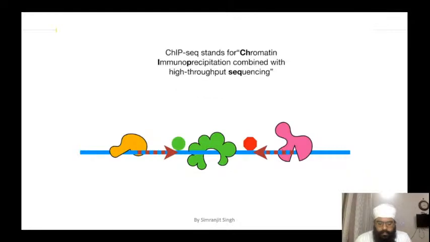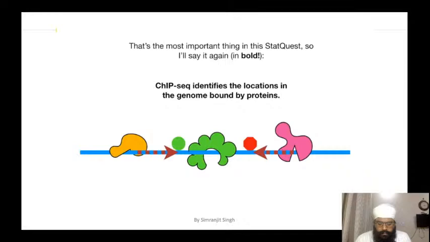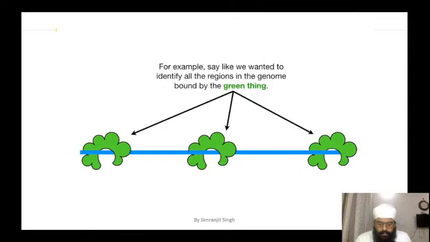ChIP-seq stands for chromatin immunoprecipitation combined with high-throughput sequencing. It identifies the locations in the genome bound by proteins. That's the most important thing in this StatQuest, so I'll say it again, in bold. ChIP-seq identifies the locations in the genome bound by proteins. For example, say we wanted to identify all the regions in the genome bound by the green thing.